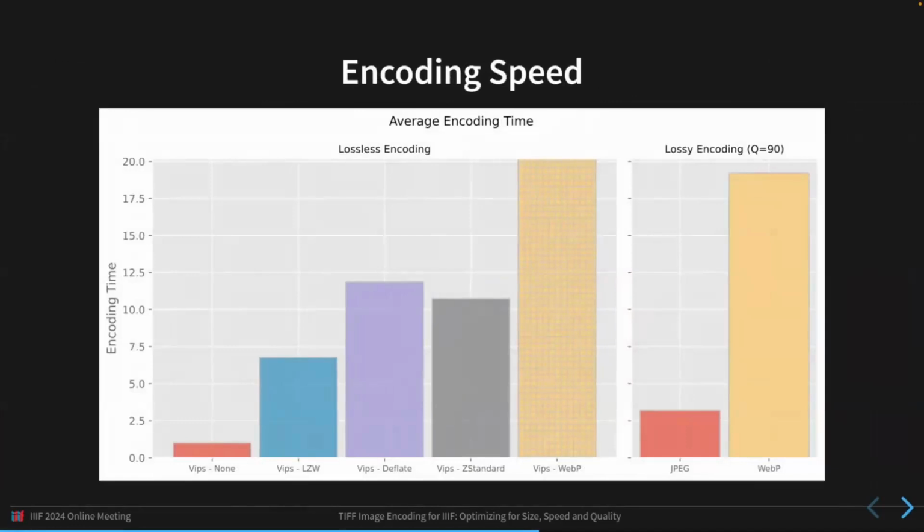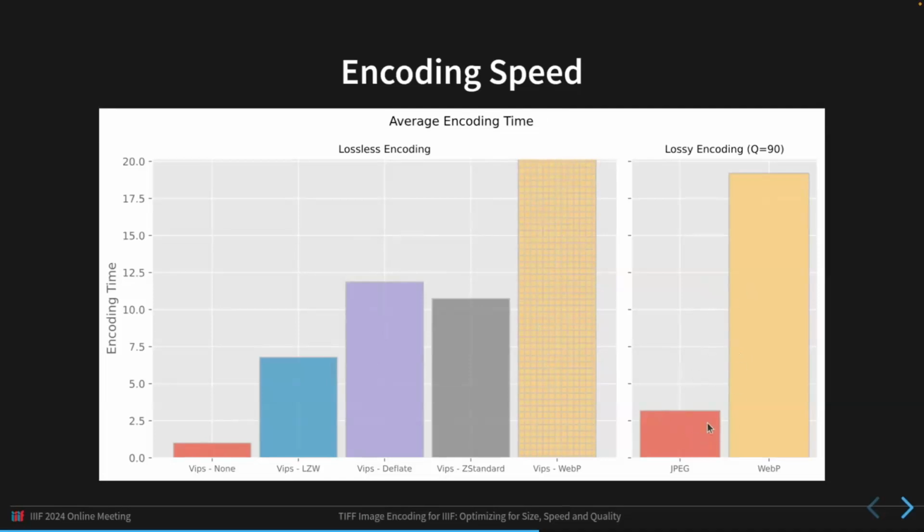If we look at encoding speed, our y-axis is normalized so that uncompressed tiled multi-resolution TIFF is equal to 1. So we can see that something like Deflate takes about 12 times longer to compress. Here, WebP is actually off the scale. I had to cut this off. It's about 10 times slower than everything else. So this is way off the screen.